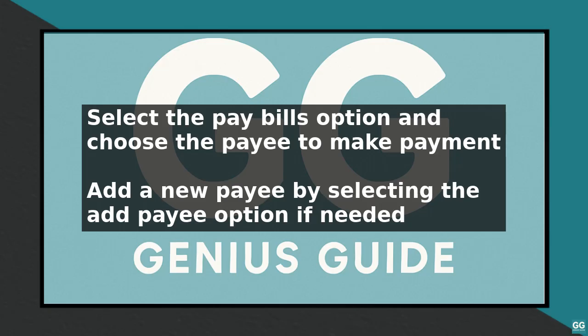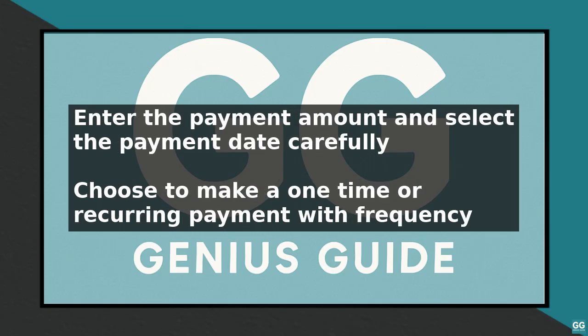Review the payment details to ensure everything is accurate, including the payment amount, payee, and payment date. If everything is correct, select the Schedule Payment option to complete the payment. You will receive a confirmation that the payment has been scheduled, and you can view the payment details in the Payment History section of the app.